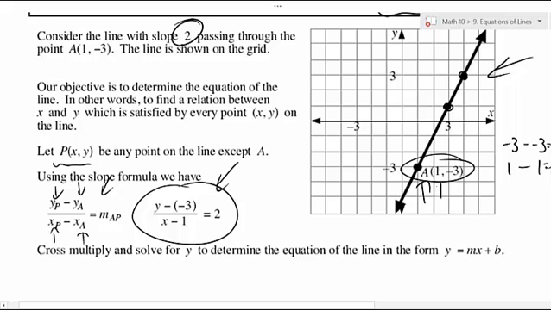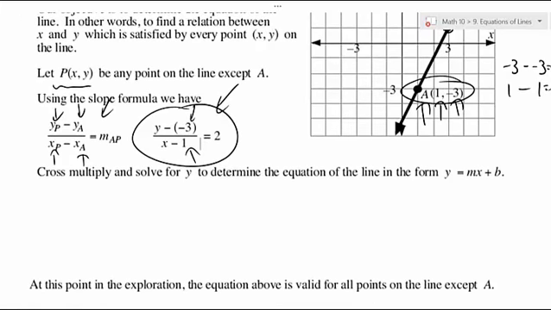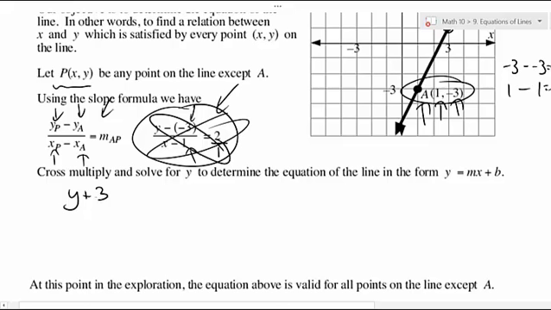Well, here's our x, and here's our y, -3 on the top, 1 on the bottom. What we can do here is now cross multiply. So we put a 1 here and then we multiply this and we multiply that. So we're cross multiplying. We get (y + 3)/(x - 1) = 2. So that means we have y + 3 = 2(x - 1).